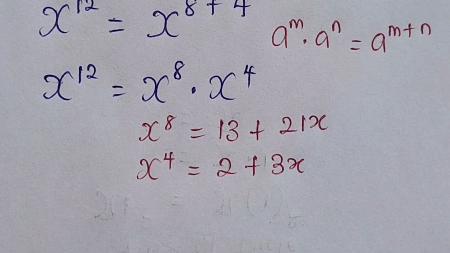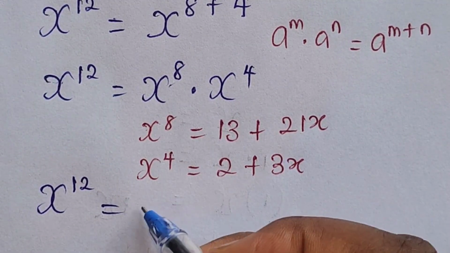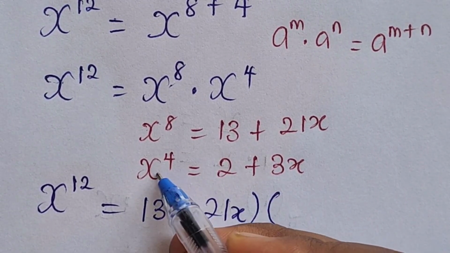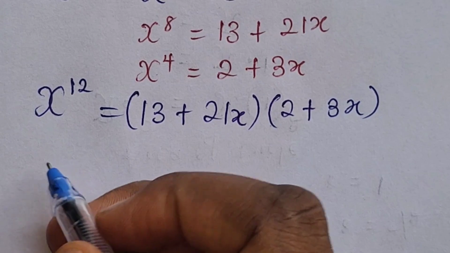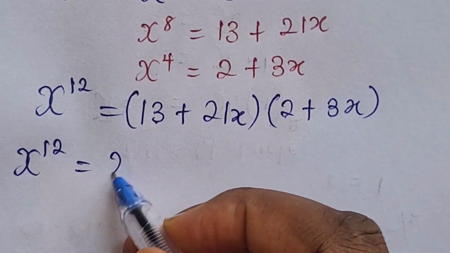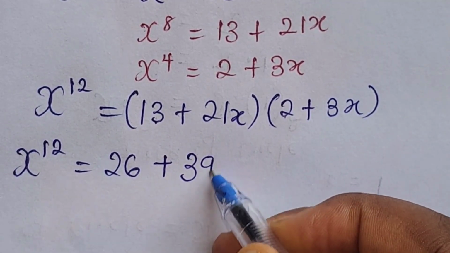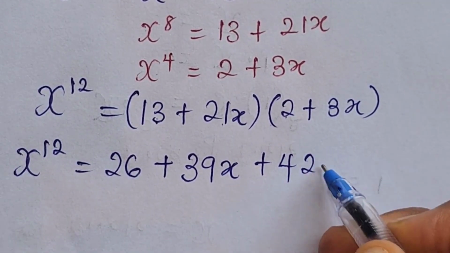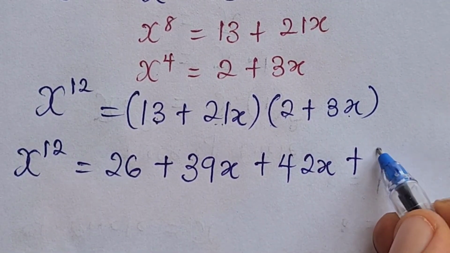So we'll input these values here to have x to the power of 12 to be equal to our x to the power of 8, which is 13 plus 21x, and we have x to the power of 4, 2 plus 3x. So x to the power of 12 is equal to, we have 13 times 2, which is 26. We have 13 times 3, which is 39x. We have 21 times 2, which is 42x. And we have 21 times 3x, which is 63x squared.